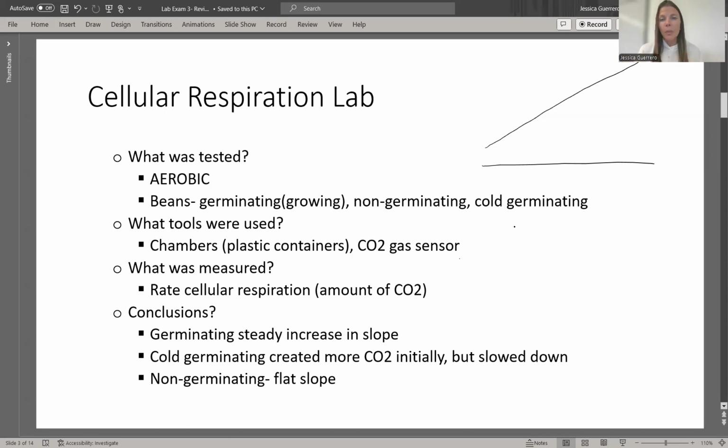Now the cold germinating beans, because they're germinating, they're growing, but we made them cold, it slows down their metabolism. So what we see there is they still have a slope increasing, but it's just not as much CO2 is produced because it's slower, because it's cold. It slowed them down. Okay, so that's that lab.